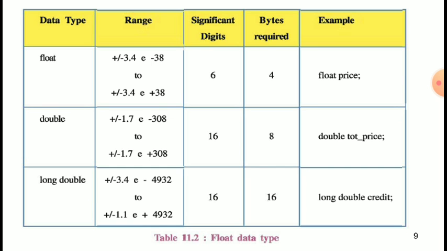First is float. Significant digits is 6 and bytes required is 4, and the example is float price. Next is double. So that is a range of plus and minus. Significant digits is 16 and bytes equals 8. Example: double total_price. Next is long double, plus and minus value, significant digits is 16 and bytes required equals 16, and the example is long double credit. So that is the float data type.